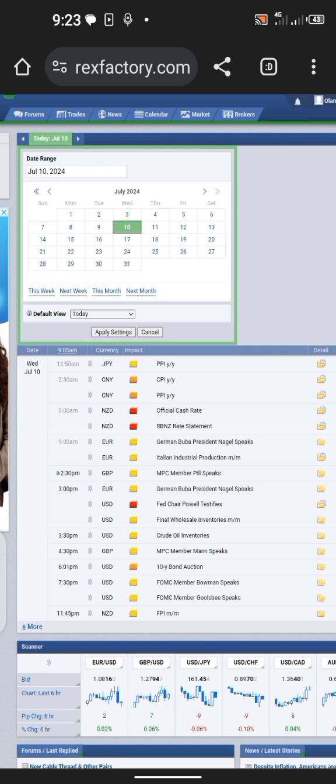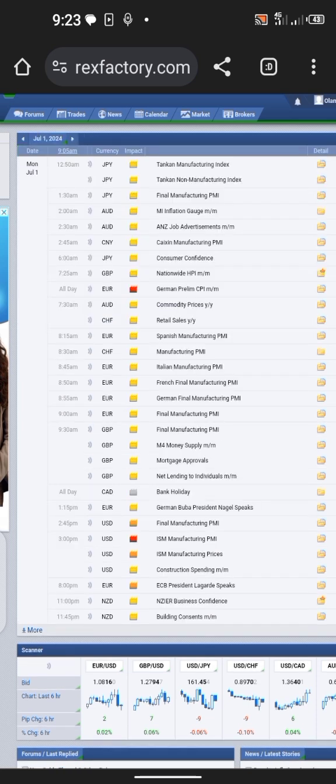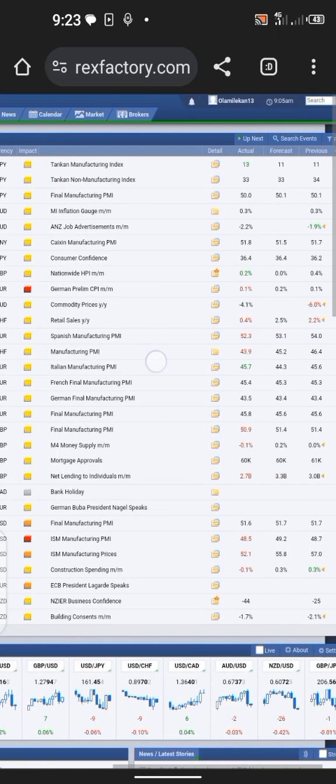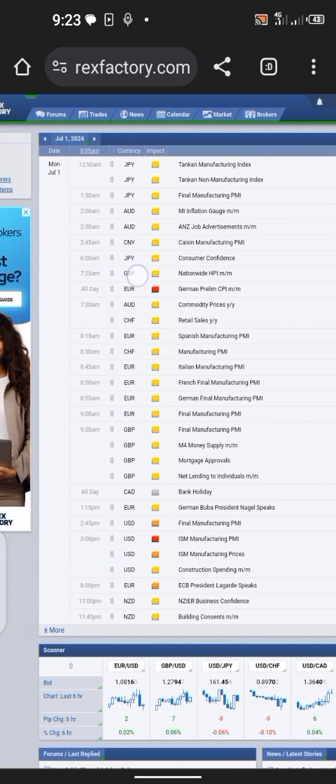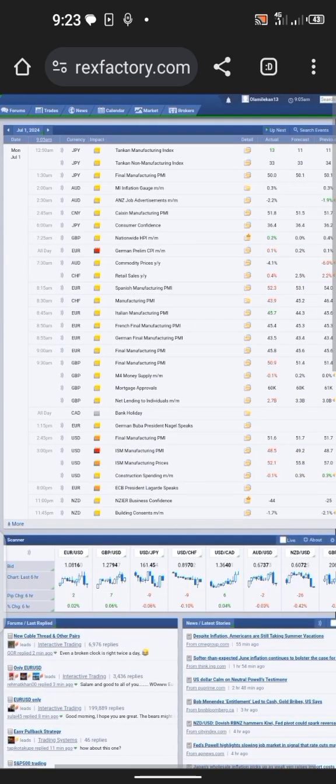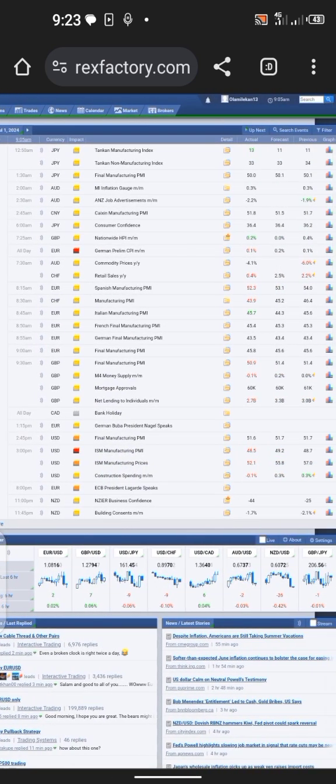So let's move to the second key economic indicator. We have the unemployment rate. The unemployment rate shows the percentage of the workforce that is jobless and actively seeking employment. High unemployment usually signals economic trouble and can lead to a weaker currency. Low unemployment, on the other hand, suggests a robust economy and can strengthen the currency.